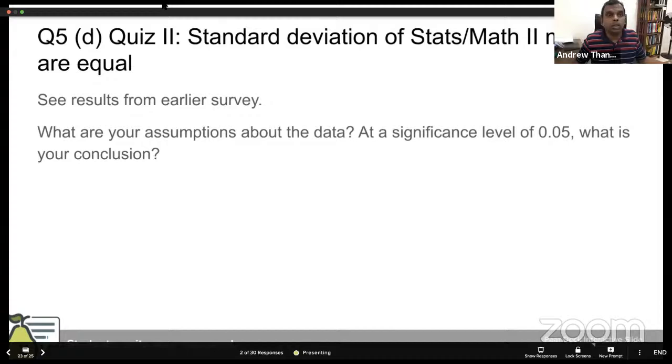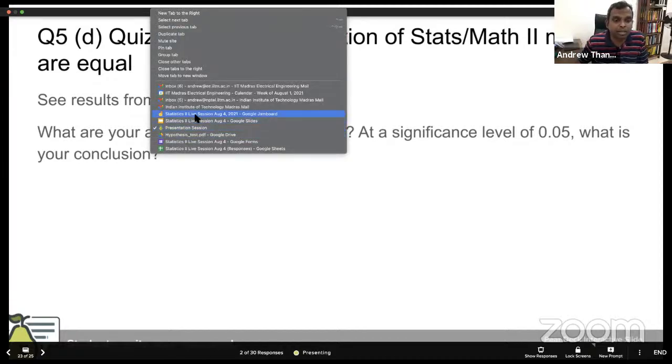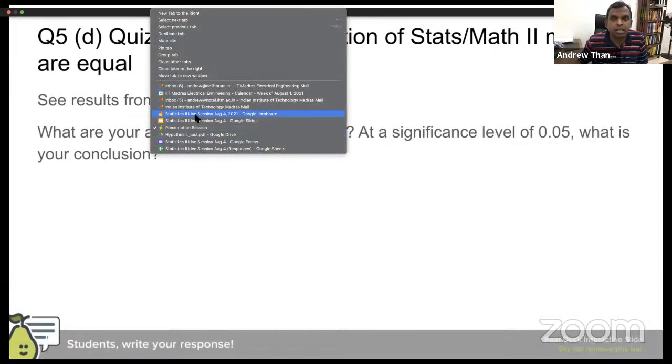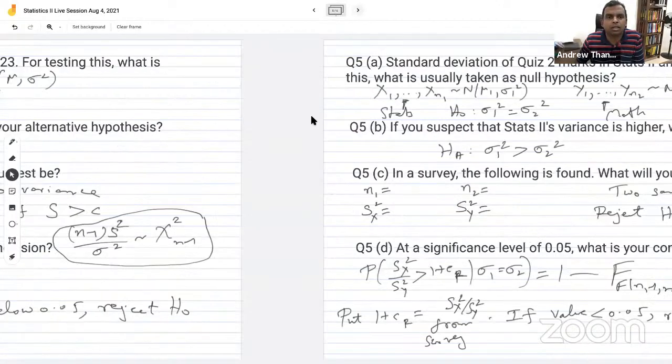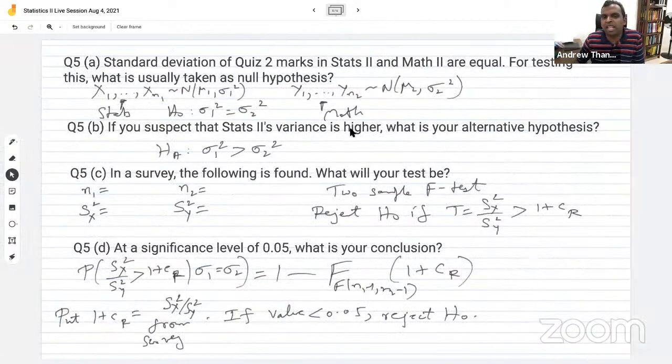Okay. So in my solution, I made a bit of a mistake. The mistake I made is something else, but it doesn't matter. I think my solution is with respect to the higher mistake I made. Here I suspected that, no, sorry, this one. I suspect that stats 2's variance is higher. In the question I asked you, it's lower. In my solution, I've made it higher.